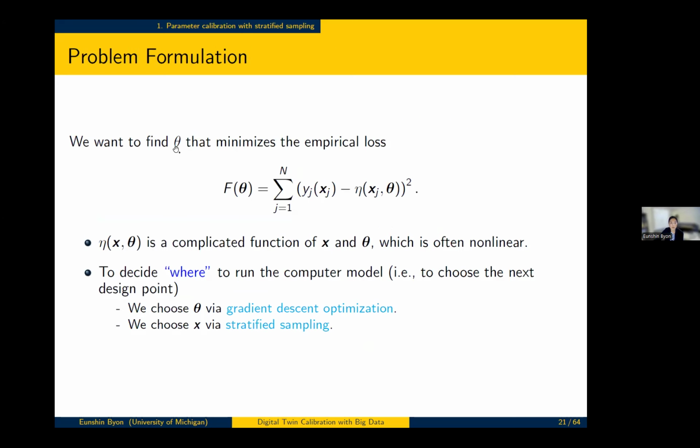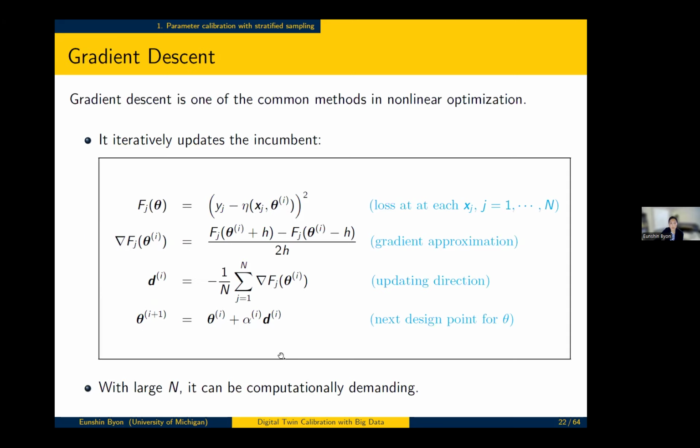Again, we want to find theta, the wake decay coefficient, then minimize this empirical loss to quantify the difference between the actual output and the digital twin output. And eta is a complicated function of input and the parameter theta, which is often nonlinear. And to decide the design point, which means where to run the simulation model or the computer model, we use gradient descent optimization and also stratified sampling. So let me explain this in more detail.